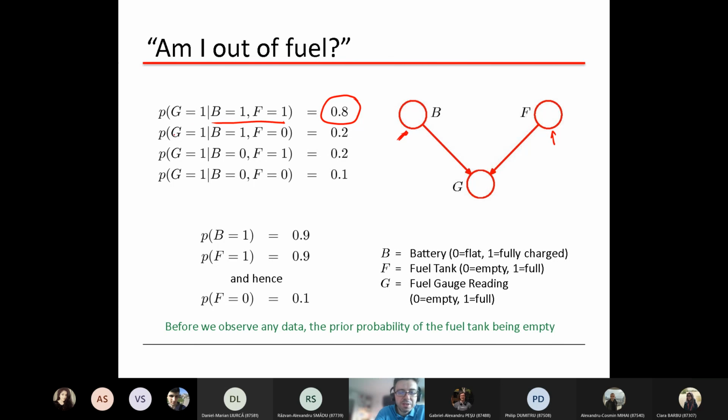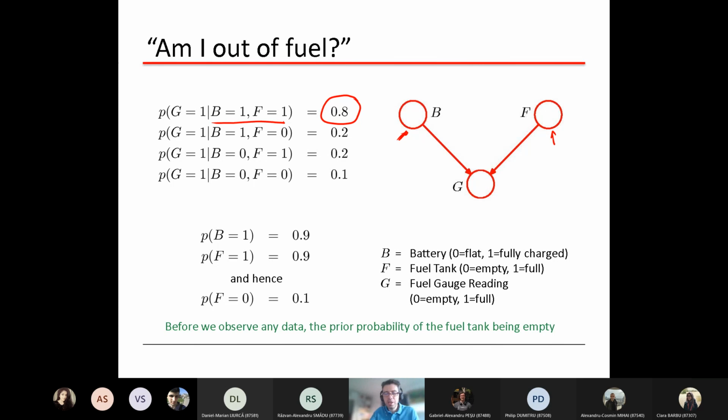And now we can compute the probability of the gauge being 0 in each of these situations, because it's 1 minus the other. And now we have some prior probabilities. The prior probability says how often we go with the car out and we have battery or fuel. Again, we are not very good. In 90% of the times we have battery, and also in 90% of the times we have fuel. So we are pretty bad. In 10% of the times we don't have battery and we don't have fuel.